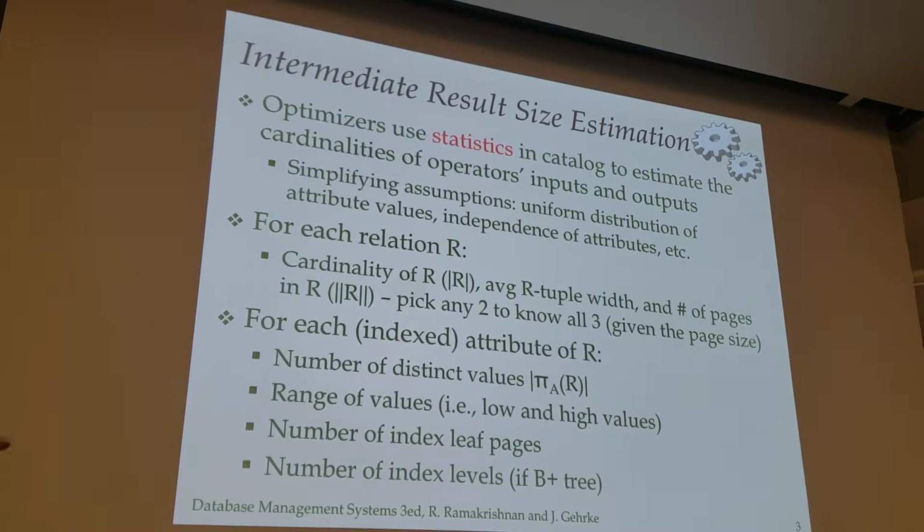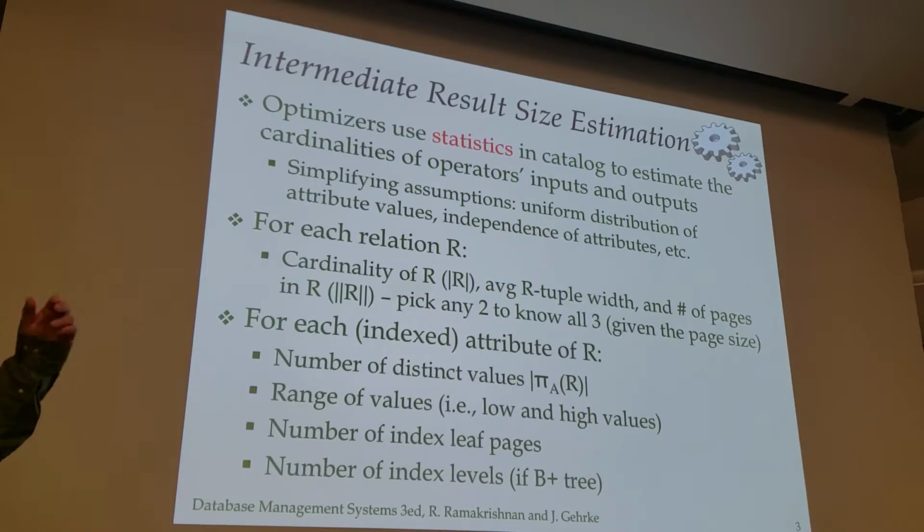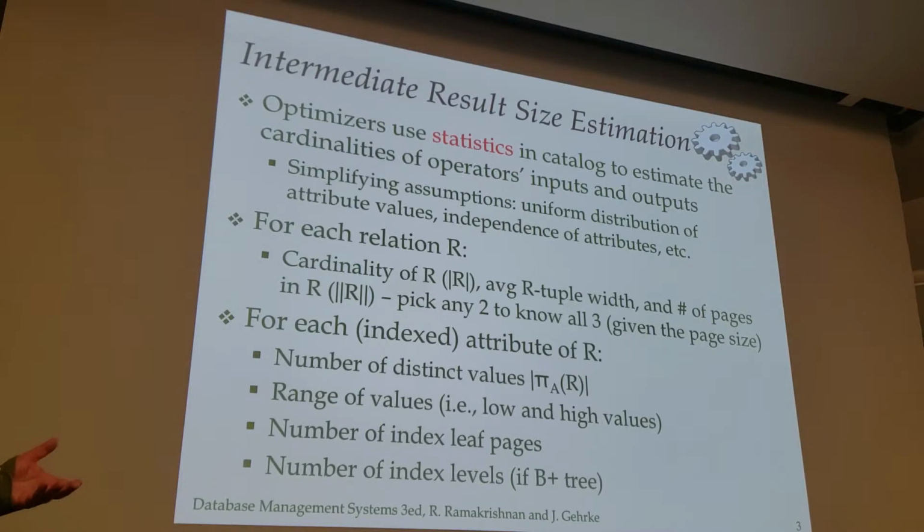Uniformity, which means, for example, if there are 10 rating values, we'll assume that 1/10 of the sailors have each of the ratings. And the independence of attributes, which basically says that if we have, again, a thing on rating and a thing on age, if 1/10 of the people have a given rating and 1/2 of the people have a given age range, we'll assume 1/20 of the people, 1/10 times 1/2, have both that particular rating and that age range.